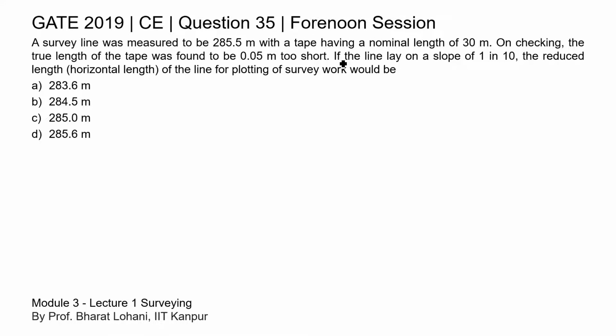Now in the second paragraph it is saying that if the line lay on a slope of 1 in 10, the reduced length or horizontal length. It means the line which was measured with a wrong tape was lay on a slope. So we need to calculate the horizontal length. So we can solve this question in 2 parts. First we will find the correction due to wrong length of tape, and in the second part we will calculate the horizontal length since this line was lay on a slope.